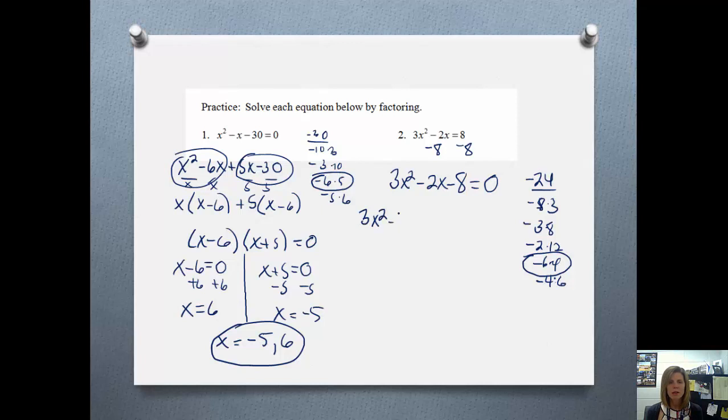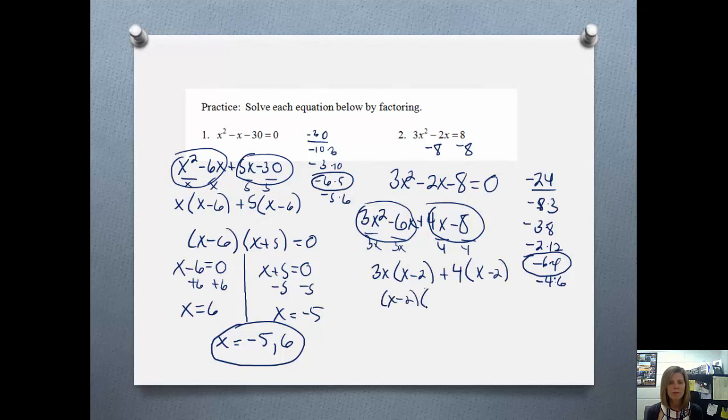So I have 3x squared minus 6x plus 4x minus 8. Now I'm ready to group. My GCF of my first part is going to be 3x. And when I divide that out, I'll get x minus 2. And then plus, the GCF of my second part is 4. So if I divide that out, I'm going to have x minus 2. Please notice we have x minus 2 for both of them. Then what I have left is 3x plus 4.